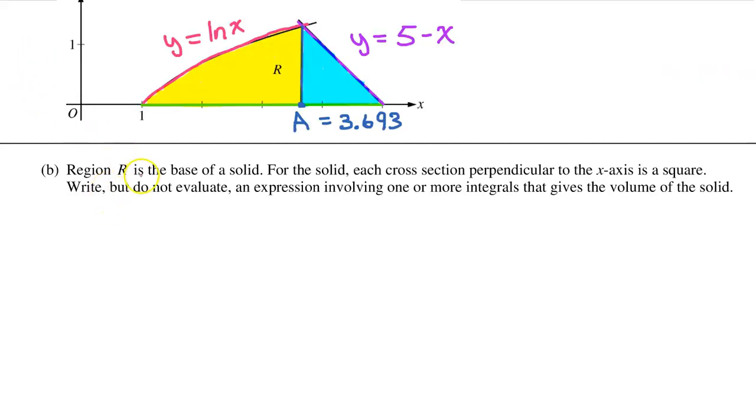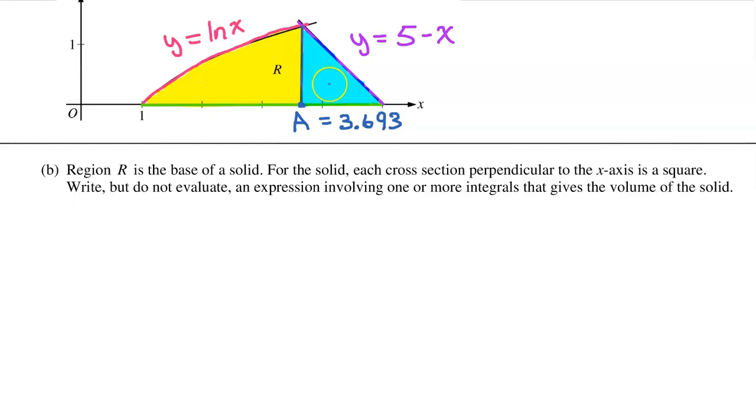When they say region R is the base of a solid, I want you to picture an oddly shaped loaf of bread that is sitting on region R. We are looking down at the top of the loaf from above. We can find the volume of the solid by adding or integrating slices.